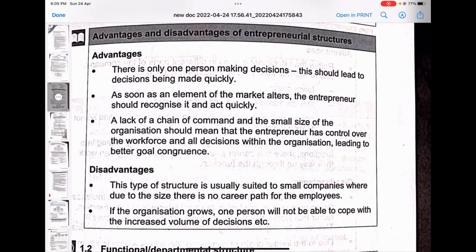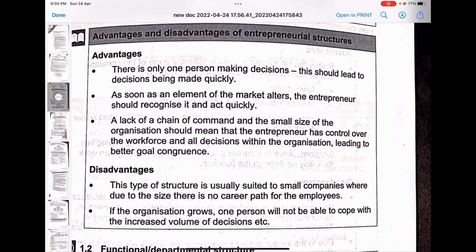So what were the advantages? There is only one person making decisions. This should lead to decisions being made quickly. As soon as an element of the market alters, the entrepreneur should recognize it and act quickly. Since there's just one person and they're very eager, they notice whatever happens in the market. A lack of chain of command and the small size of the organization should mean that the entrepreneur has control over the workforce and all decisions within the organization, leading to better goal congruence.